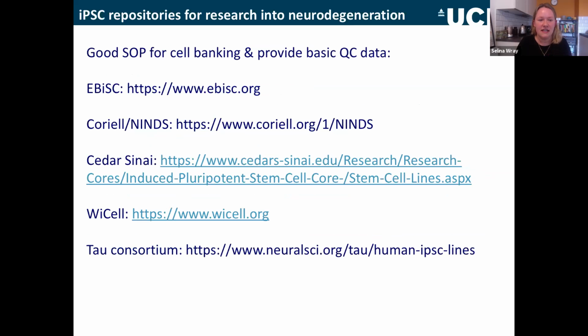And here are just a list of some different cell banks which provide iPS cells for neurodegeneration research. I would really recommend using cell banks where possible because they will have good SOPs for cell banking, and they will also provide basic quality control data on the cell lines, which I think is really good. It's good to know you're starting with something that's of high quality before you get deep into analysis.